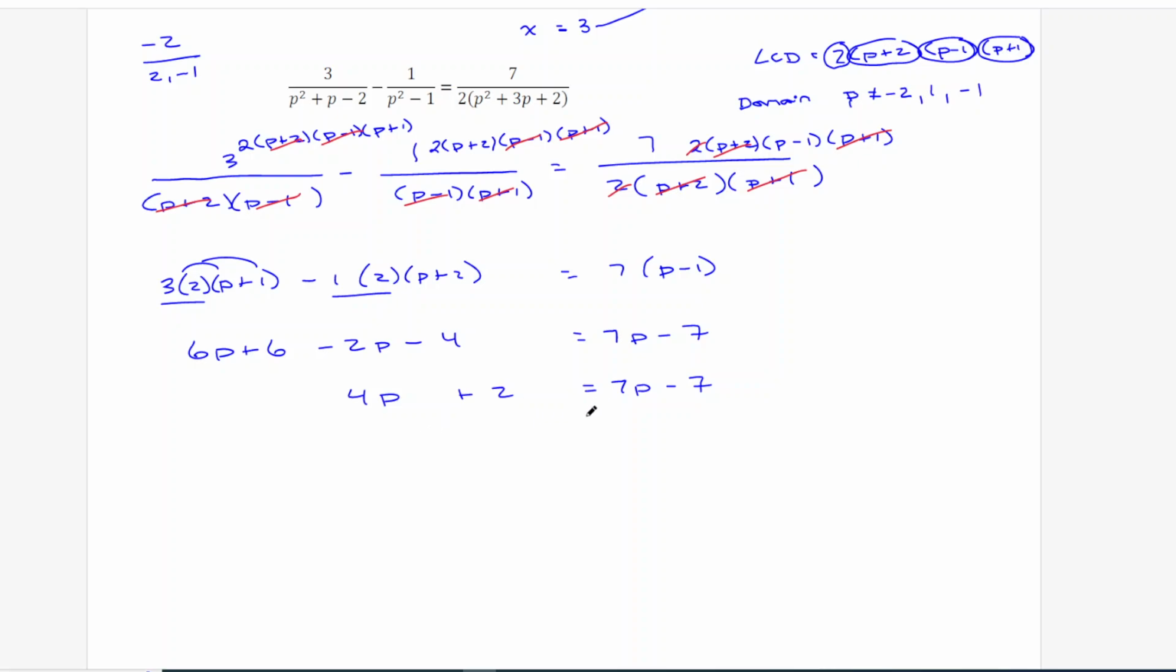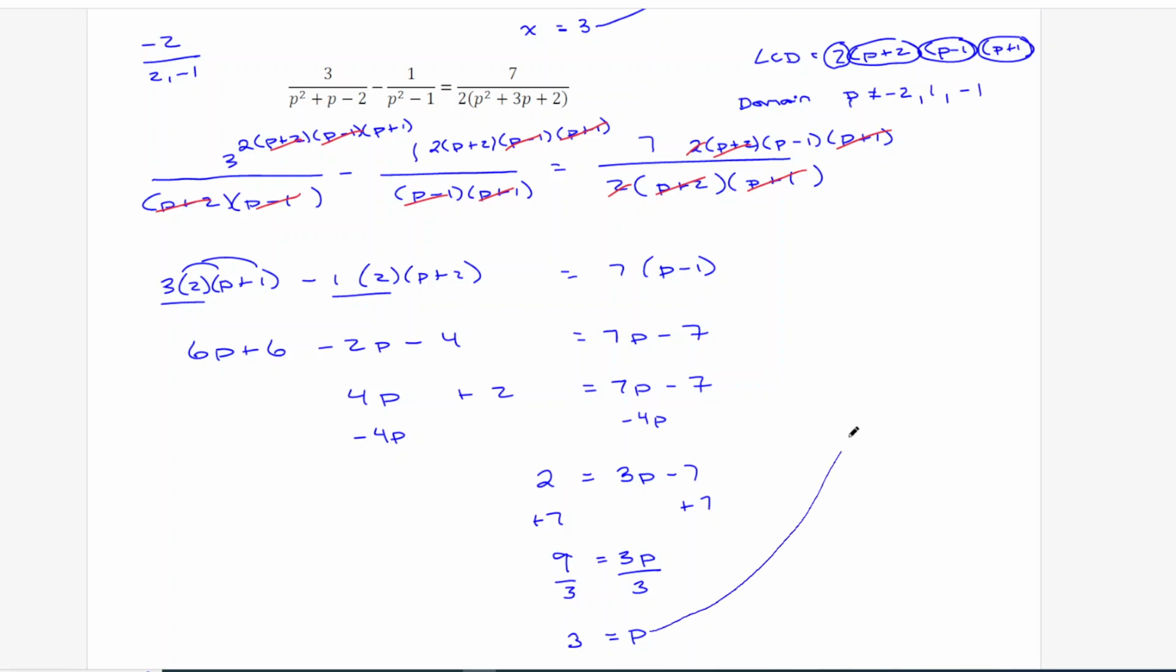Then I'm going to put my p's on one side. It doesn't matter which one. I'm going to put my p's on the right. So I'm going to subtract the 4p to get my p terms on the right. I'm left with 2 equals 3p minus 7. Then I'm going to add 7 to each side to get 9 equals 3p. And then lastly, to get p by itself, I'm going to divide both sides by 3. And I end up with 3 equals p.